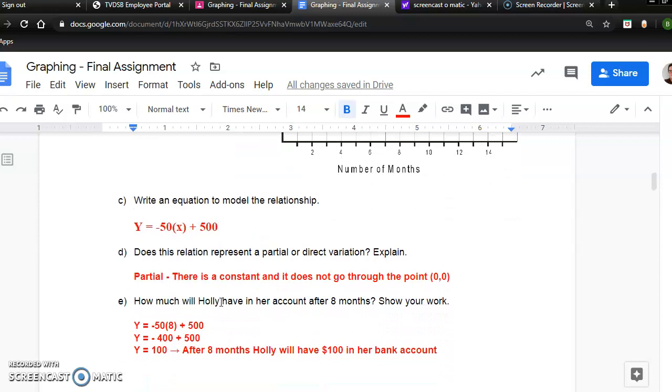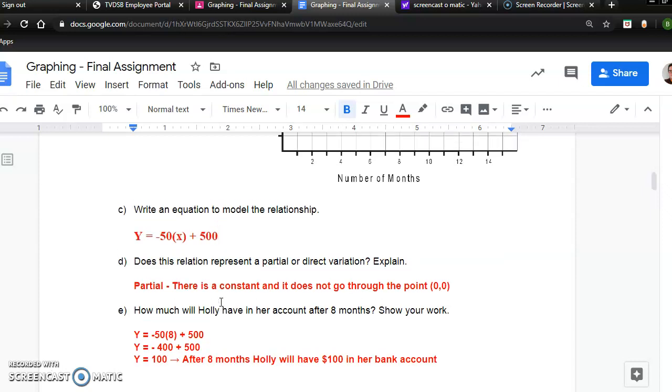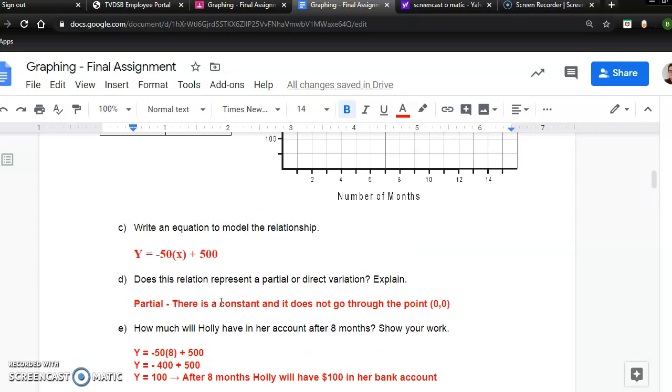Is this relation partial or direct variation? It's partial because there's a constant, the plus 500. It does not go through the point 0, 0, right? So it doesn't go through 0, 0, so it's automatically partial variation.